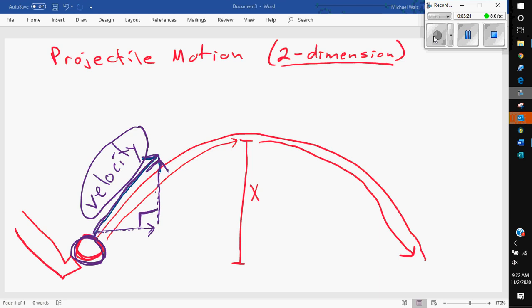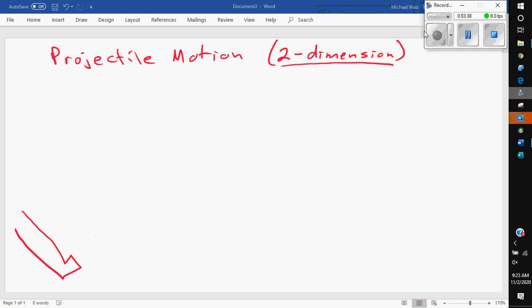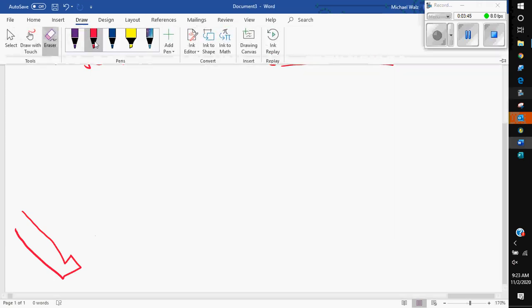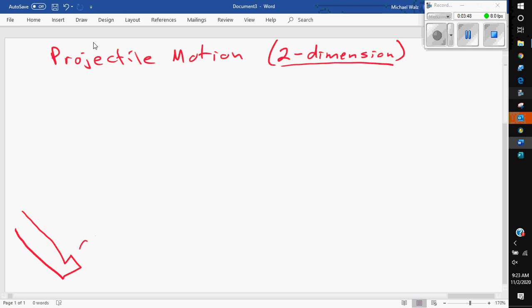We can't ever find the velocity by itself, but we can find the x part of the velocity and the y part of the velocity, and then do some math to figure out what the actual velocity is. So it's a two-step process. Okay, so I'll erase that so I can draw a new one here so we can do the math a little bit easier. So here's the ball, here's the motion of the kick.